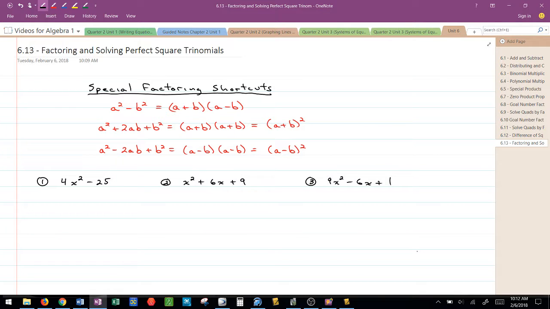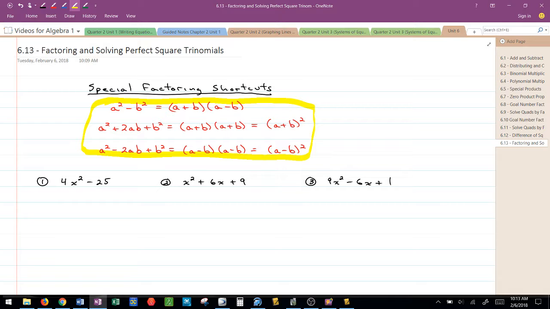Okay, so this video is about factoring and solving perfect square trinomials. I wanted to start us off by looking at the different special factoring shortcuts. It all is based on you knowing this for your different shortcuts, all right? So I'm going to do the first three problems by using shortcuts.